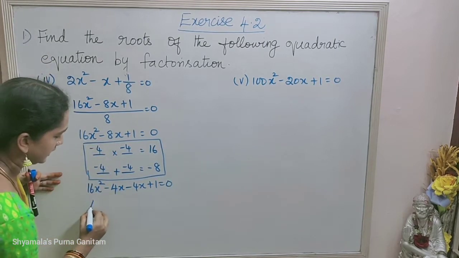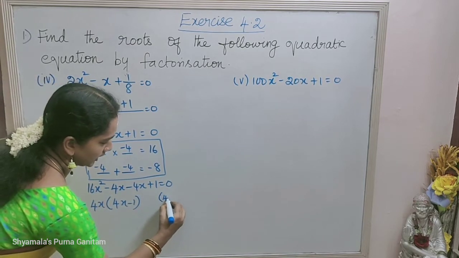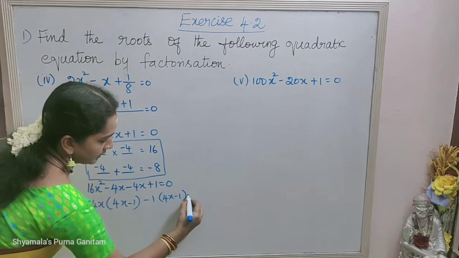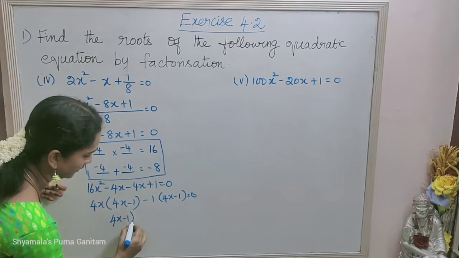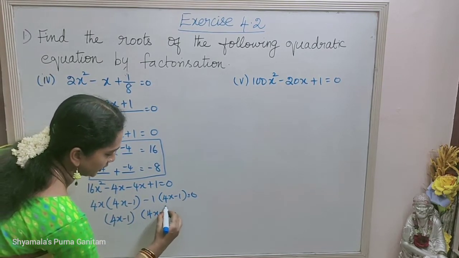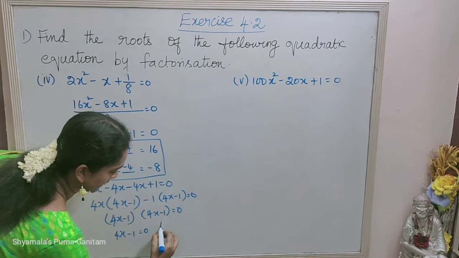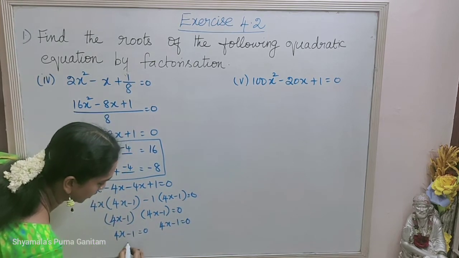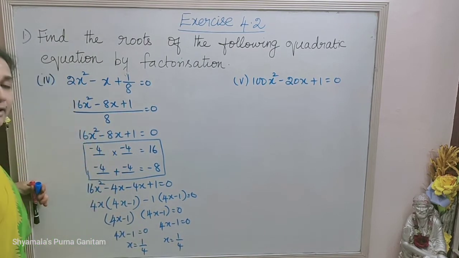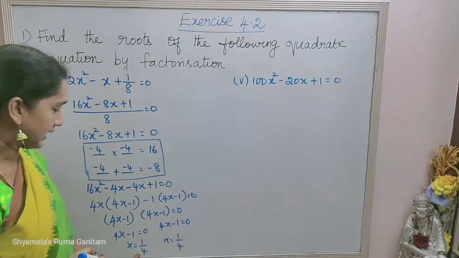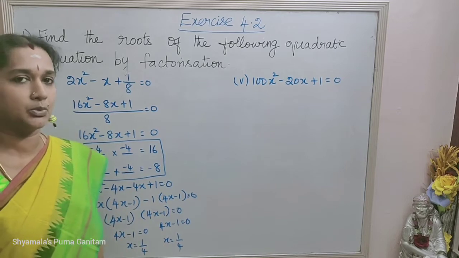Okay, so then here we will take 4x common. So the balance will be 4x minus 1. Then if we take minus 1 common from the rest, the balance is 4x minus 1. So the two factors are 4x minus 1 and 4x minus 1 is equal to 0. So 4x minus 1 is equal to 0 and 4x minus 1 is equal to 0. Our x will be 1 by 4 and this one also you will get 1 by 4. So the same factors you will get. One is 1 by 4, the other one is 1 by 4.